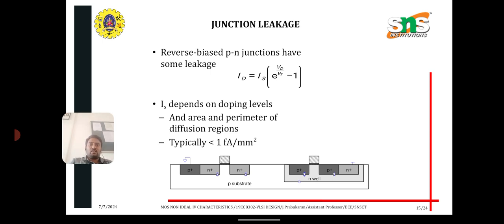Junction leakage occurs due to the reverse bias leakage current across the source/drain to body junction. Let me show the IV characteristics. This junction leakage current is temperature dependent and increases with higher doping concentrations and higher reverse bias voltage.